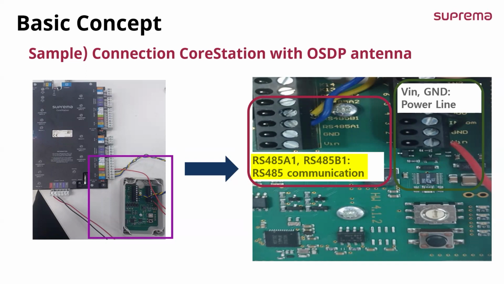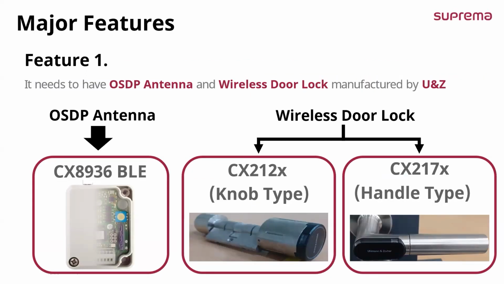RS485A1 and RS485B1 for RS485 communication and V in and ground for supplying the power to the OSDP antenna. Now, I will share the major features of the wireless door lock function.